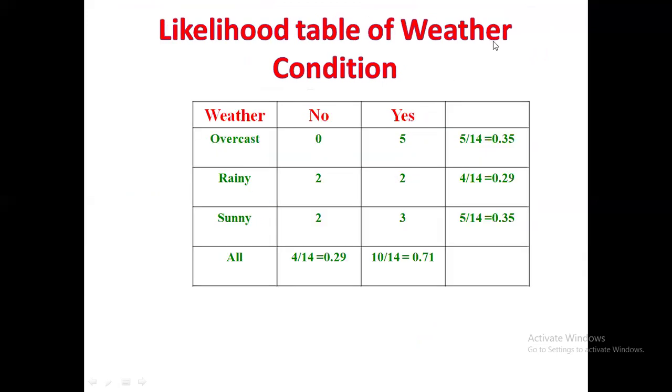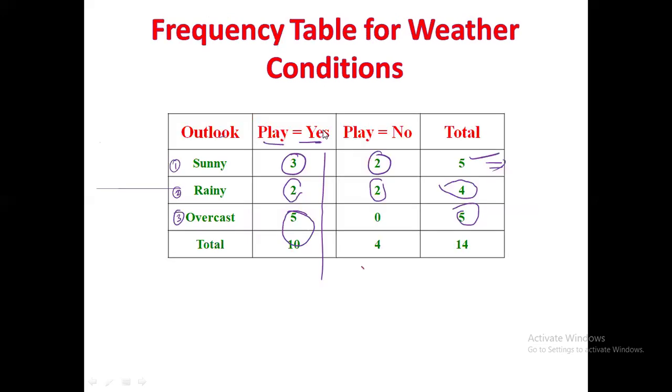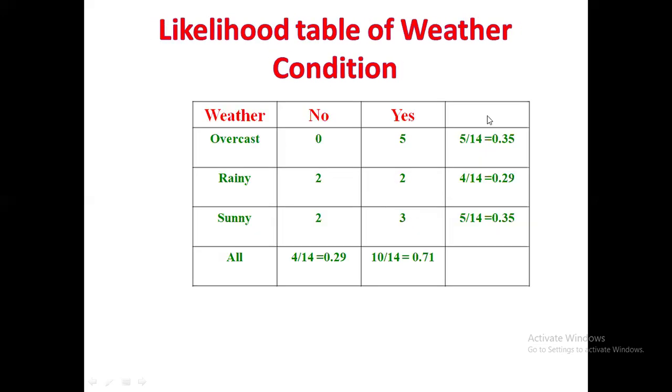The next table, if you are finding out the weather conditions probabilities: overcast, rainy, sunny. But our problem is, if it is sunny, whether the player is able to play or not. That is our problem. But each and everything we have to find out. Overcast, no 0, yes 5. So how many total values or rows are there? 14. This comes under the denominator.